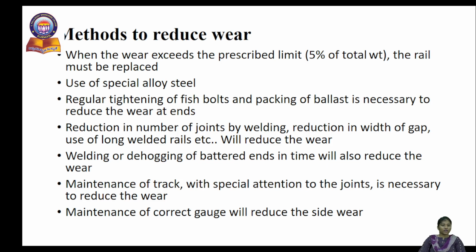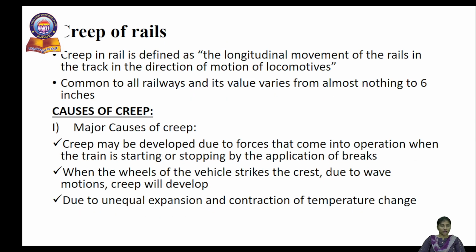Next, you can use special alloy steel in order to reduce the amount of wear. Regular tightening of fish plates and packing of ballast is necessary to reduce the wear. Reduction in the number of joints: if you reduce the number of joints, then also you can reduce the wear. Welding or dehogging of battered ends in time will also reduce the wear. Track maintenance, maintenance of joints, and maintenance of correct gauge will also reduce the wear.